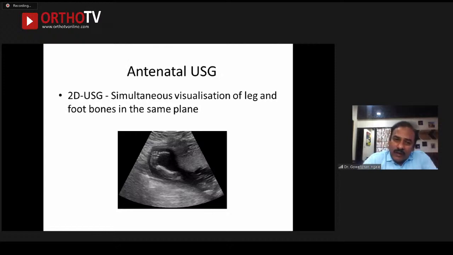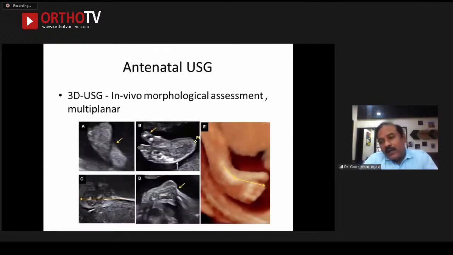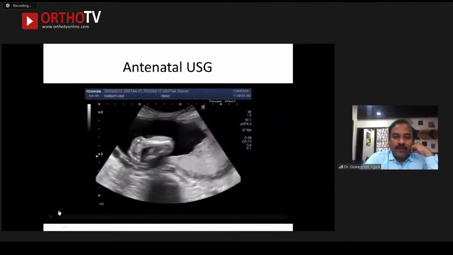During USG, there are two types. In 2D sonology, we examine the leg in the same plane, but 3D sonography is better because it gives a more morphological, in vivo assessment, and multiplanar investigations can be done. If a patient has a clubfoot, we should advise them to go for this kind of anomaly scan, so that there is a more detailed examination of the deformity, as well as an assessment of the spine, the legs, the upper limbs, and any neural defect or any other anomaly in the child. So this is an antenatal USG.